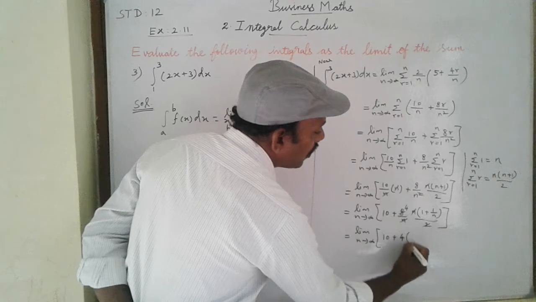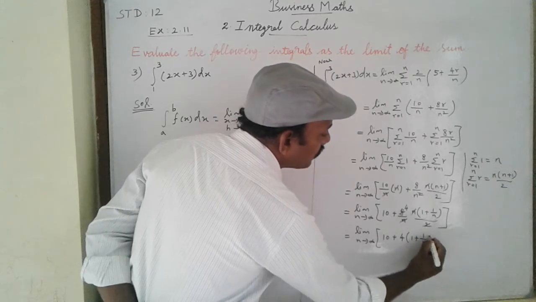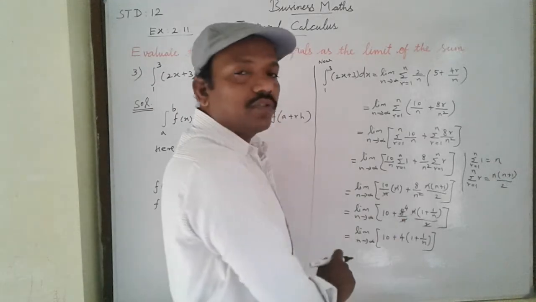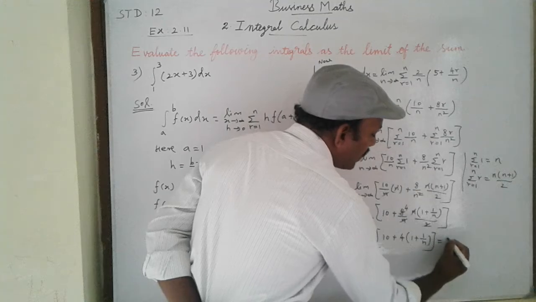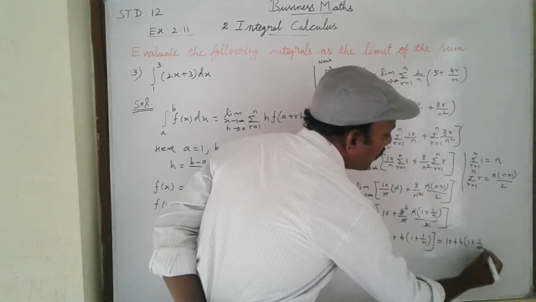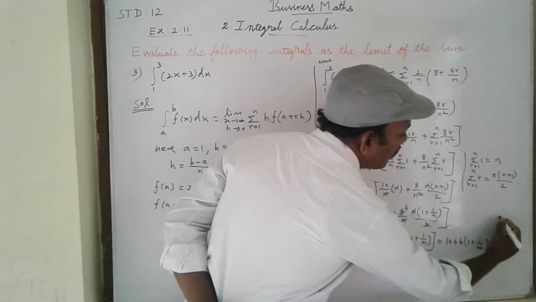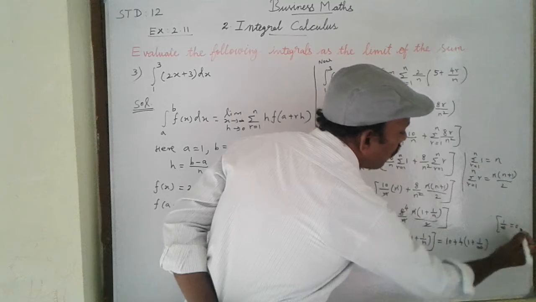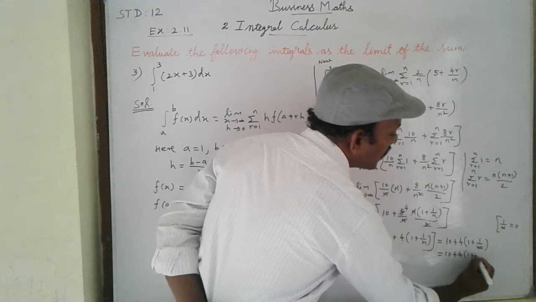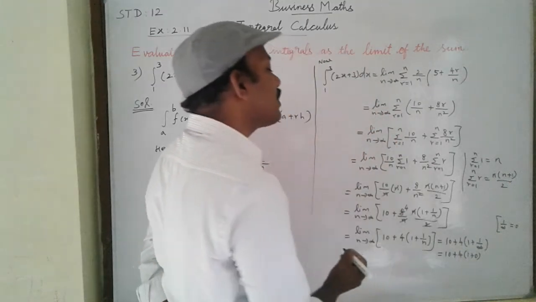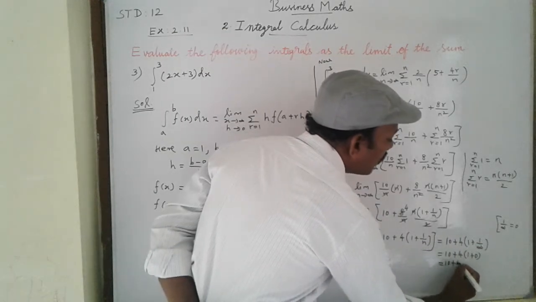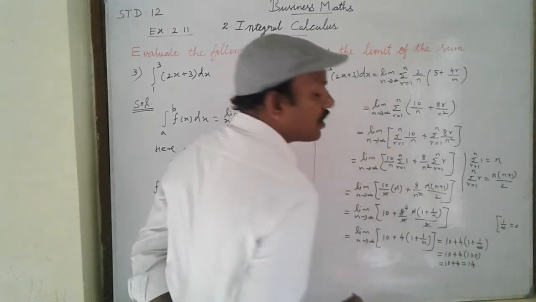4 into 1 plus 1 by n. Now substitute the limit value. n is what? Infinity. We substitute 10 plus 4 into 1 plus 1 divided by infinity. So we know that the value of 1 divided by infinity is 0. Substitute that: 10 plus 4 into 1 plus 0. So 1 plus 0 is what? 1. 4 into 1 is 4. 10 plus 4 equals 14. That's all.